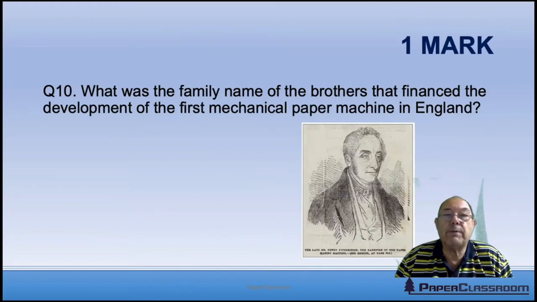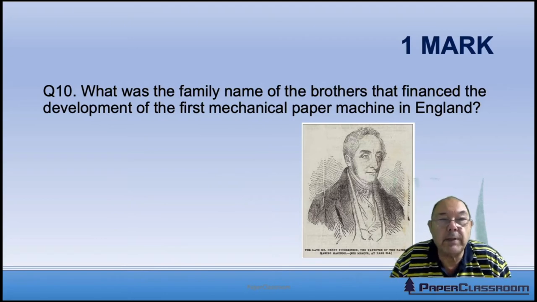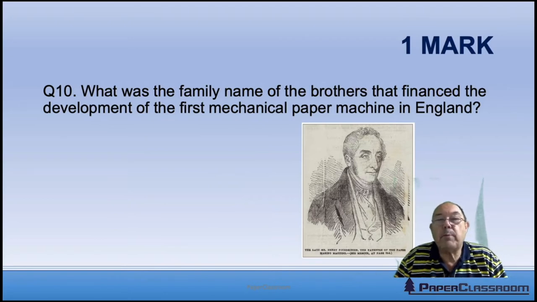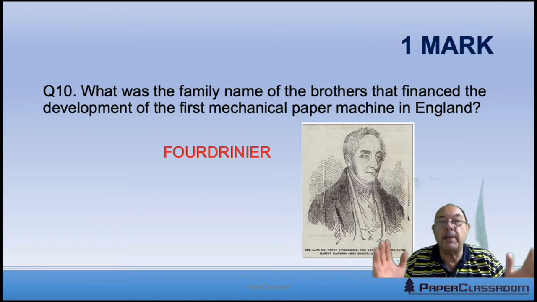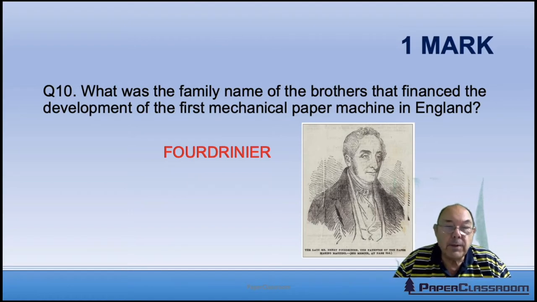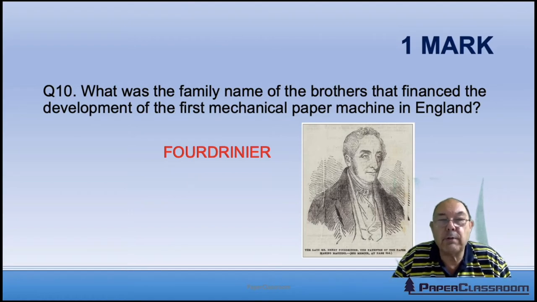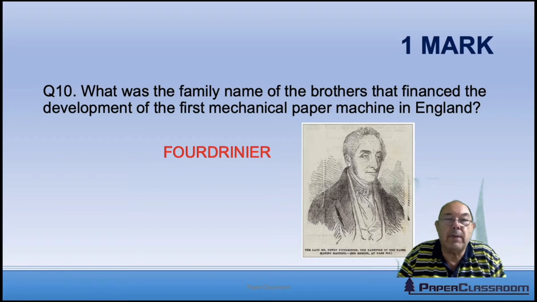Question 10. What was the family name of the brothers that financed the development of the first mechanical paper machine in England? Most of you probably know this, but you don't know that you know it. The answer is the Fourdrinier brothers. So this is where the name of the Fourdrinier machine came from. Sadly, the brothers financed the development of the machine and then went bankrupt. So nothing was left behind except for their name.